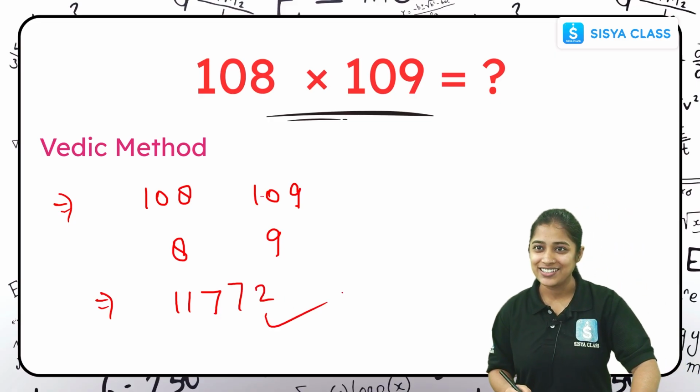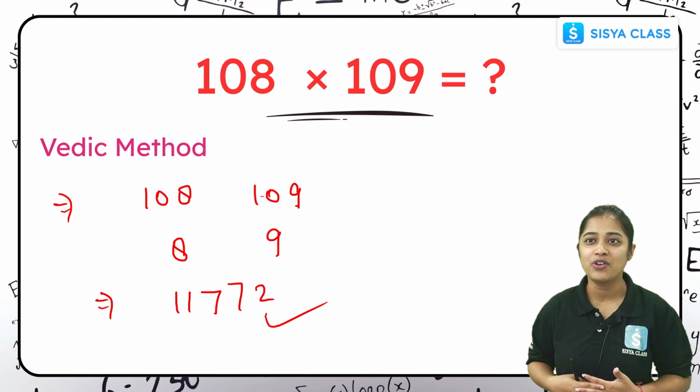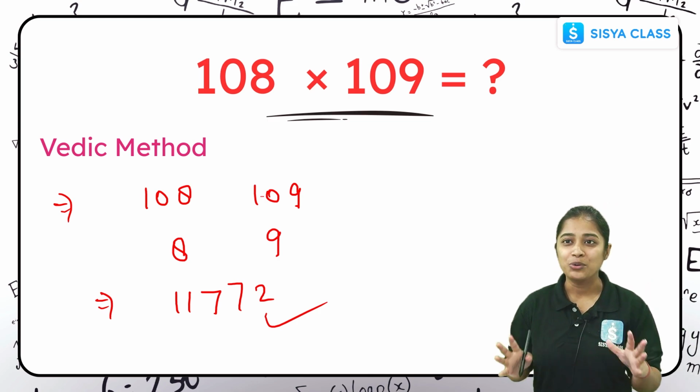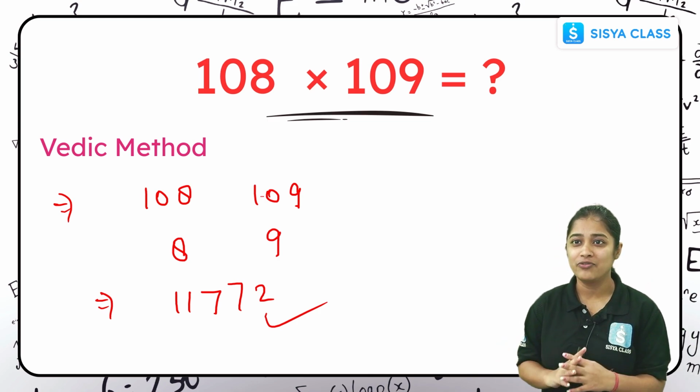So these were the tricks we have learned in today's class: how to find the square root of any number, and how to multiply two 3-digit numbers very quickly.